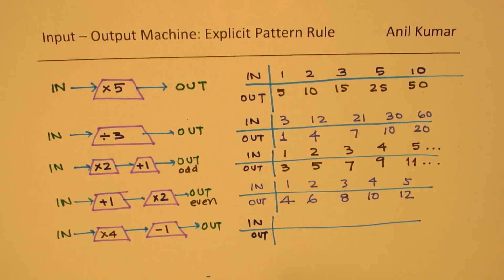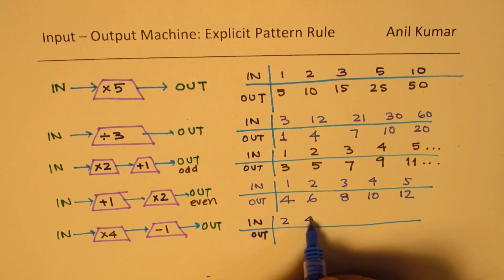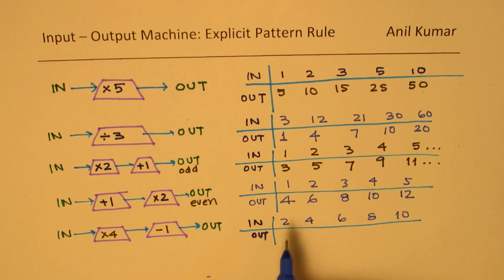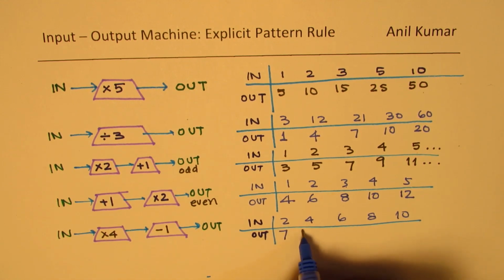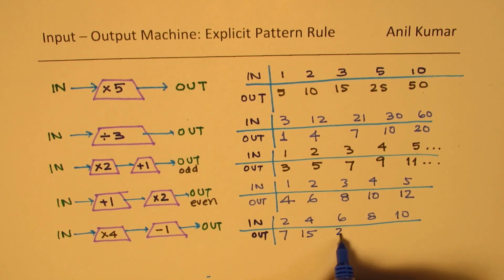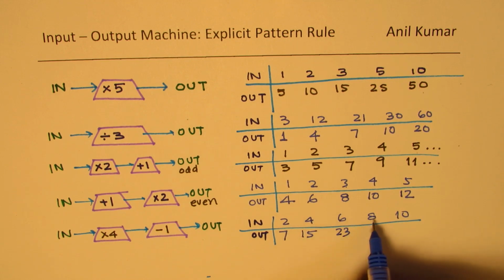Okay, this time let me take numbers like 2, 4, 6, 8 and 10. So if I multiply by 4, 4 times 2 is 8, take away 1 means less 1, 7. 4 times 4 is 16, 1 less than 16 is 15. So multiple of 4, 1 less. 6 times 4 is 24 and 1 less is 23. 8 times 4 is 32, 1 less is 31. 40, 1 less is 39.